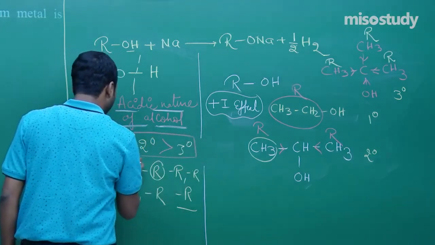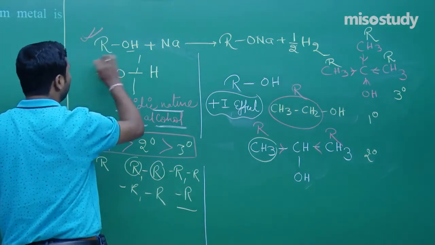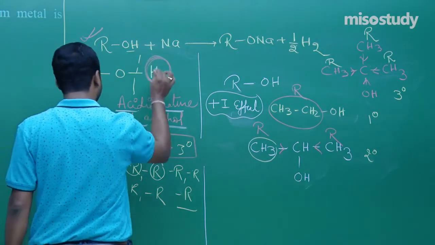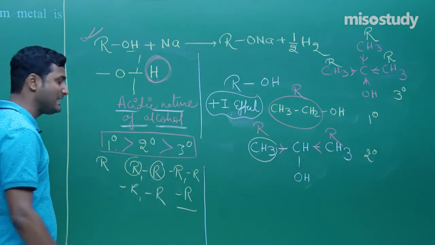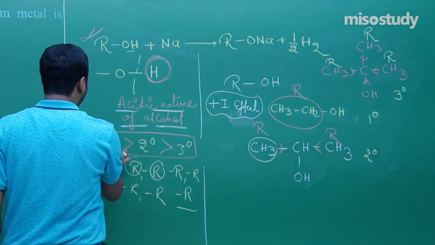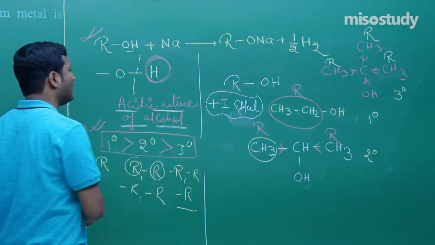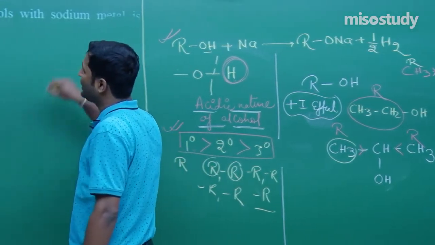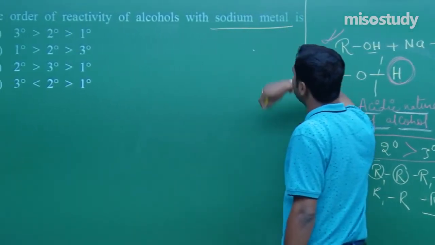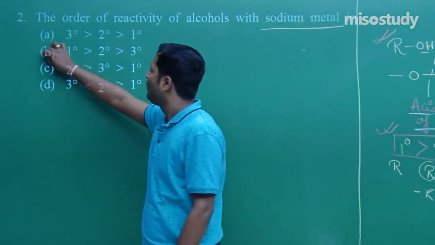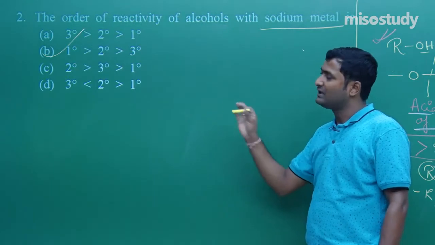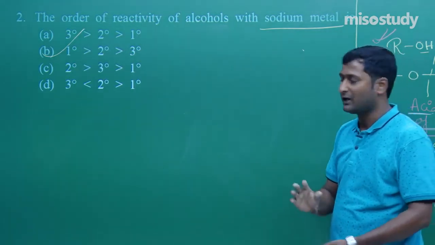And in the case of metal, the H-releasing tendency proves the acidic nature. So which one will release H plus ion easily? 1 degree, because 1 degree has more acidic character. So we can easily predict that the order of reactivity of alcohol with sodium metal is 1 degree, 2 degree and 3 degree. So for this question, B is the correct option.